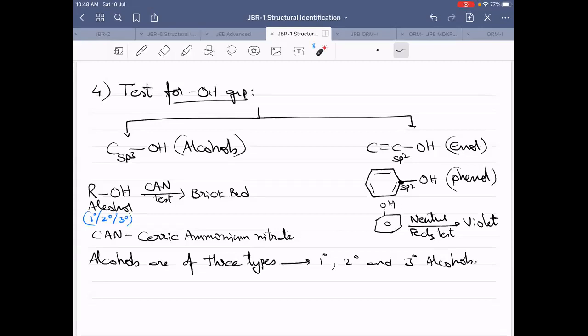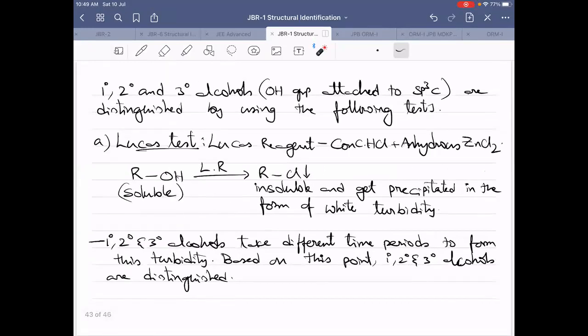Enol also, same thing. The same violet color will be produced even with enols. Next, now our duty is to distinguish between primary, secondary, and tertiary alcohols. We already know alcohol means the OH group is attached to an sp3 carbon atom, and these are distinguished by two tests.